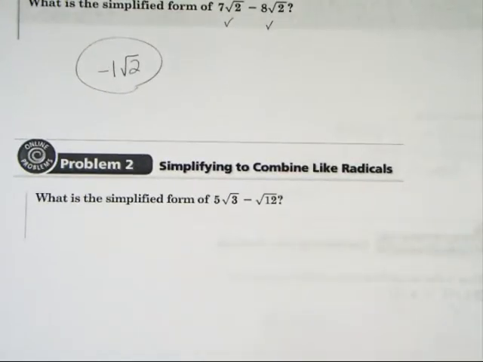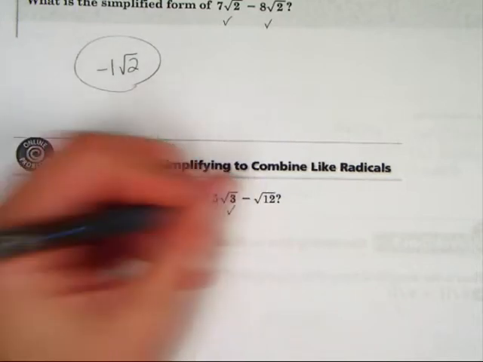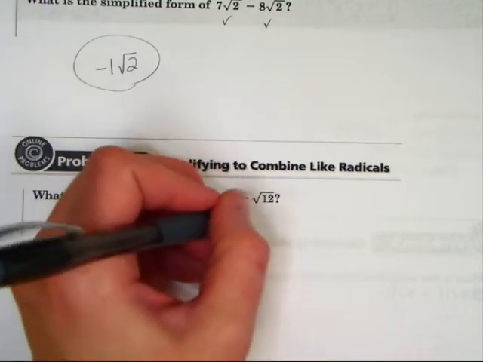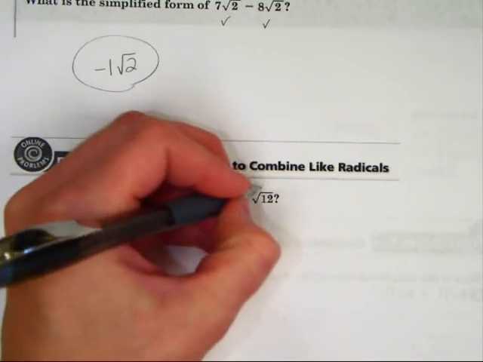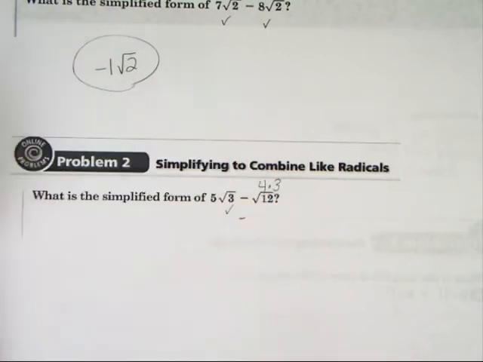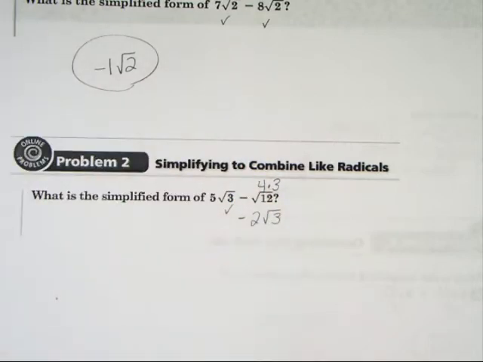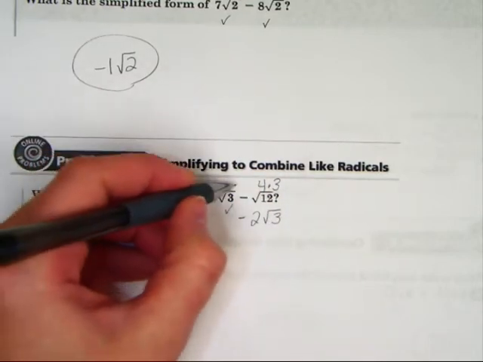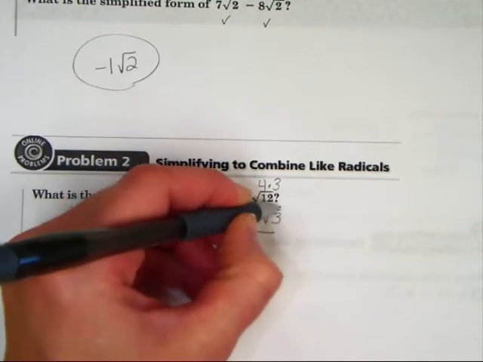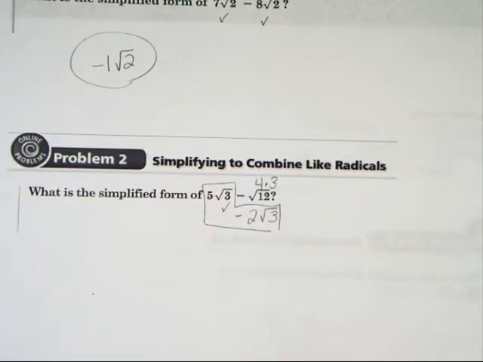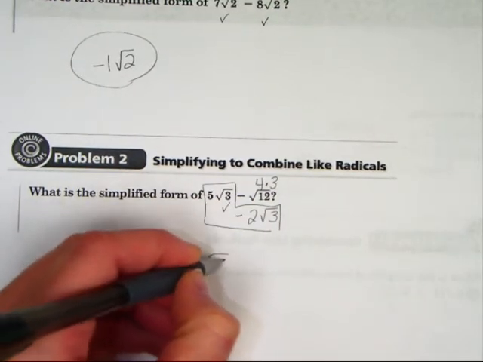Now let's go to problem 2. What's the simplified form? I'm going to give this one a check mark because it is simplified, but 12 is made up of 4 and 3. Square root of 4 is 2, square root of 3 left over. So really I have 5 minus 2, which is 3 square roots of 3.